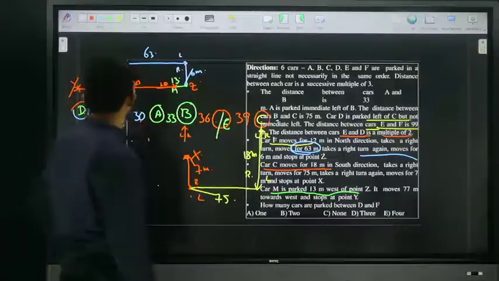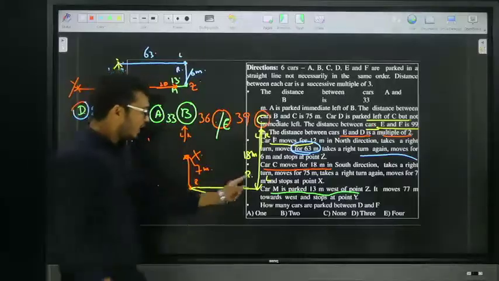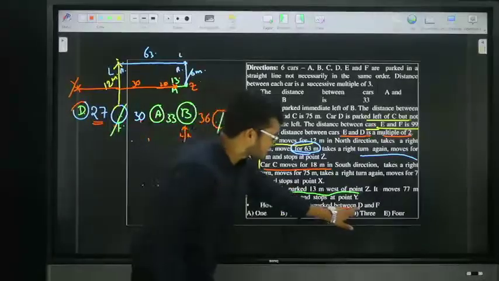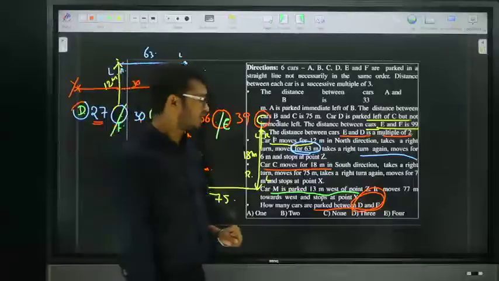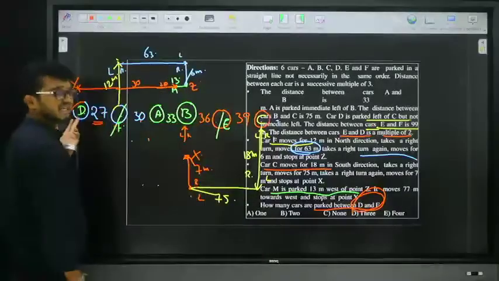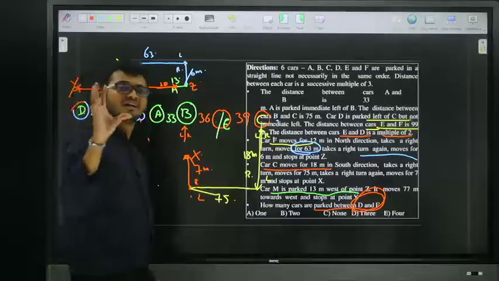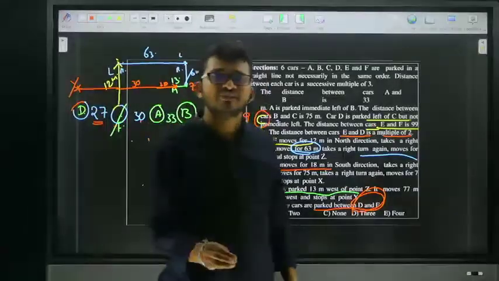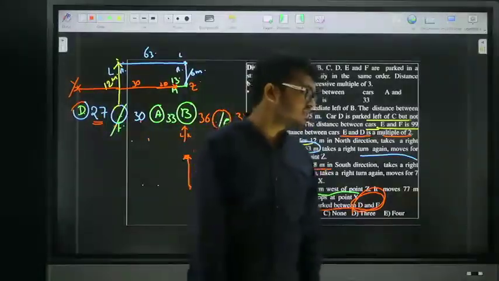Friends, between D and F, is there any car parked? Again, the question is how many cars are parked between car D and F? Friends, between D and F there is no car. Then the simple answer is none. Here none means zero. Yes, friends, your answer is none.